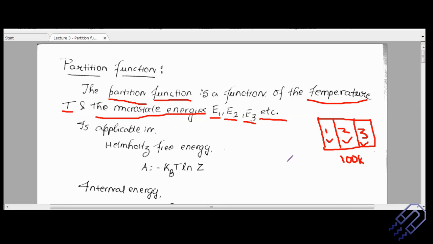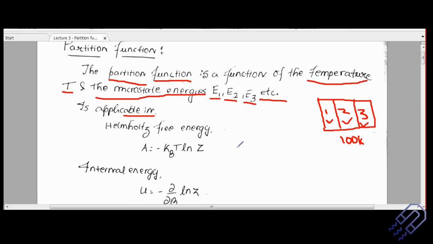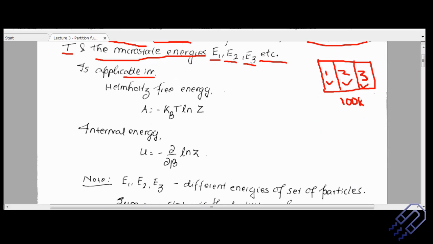Before we jump ahead, let me read this again. The partition function is a function of temperature T and the microstate energies E1, E2, E3, etc. Microstate is simple: we take a system and divide it into different chambers having similar properties. This partition function is applicable in a number of things you might have already studied, maybe in chemistry or physics, when studying thermodynamics.